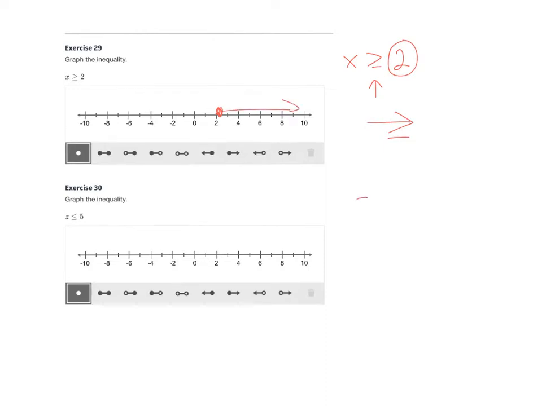Number 30. We've got z is less than or equal to 5. 5 is our target. It's going to be a closed circle again. The direction is going to be to the left.